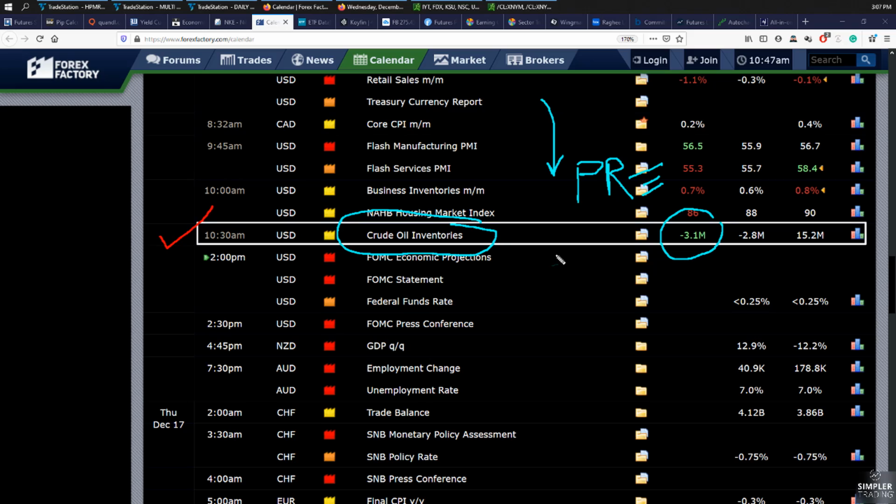There's another way to do it, and this is the way that I prefer, and that's post. In other words, let the event happen. Let the market scramble to either congratulate itself for having bet the right way or have to adjust for having not bet the right way. And I prefer the post event.